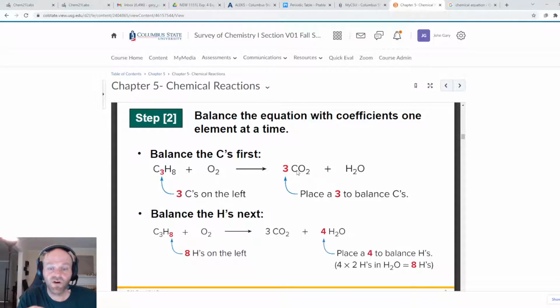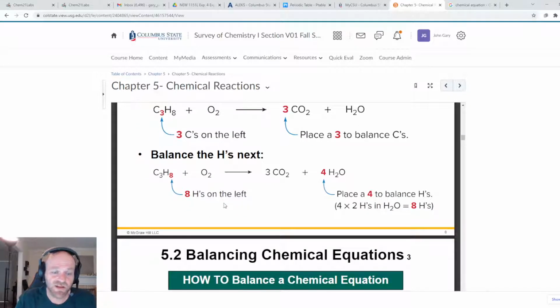Add the 3 in front, but then I have to balance something else because that changes the number of oxygens I have now. The oxygens were not balanced, but now I have 7 oxygens on the right. That's going to be hard to balance with an O2 because I can't get 7 oxygens from O2s. I can't split up oxygen to make 7 atoms if they're all coming in O2s. So next we're looking at the H's.